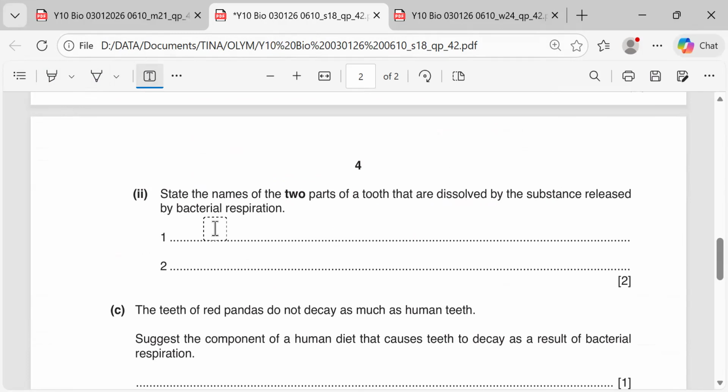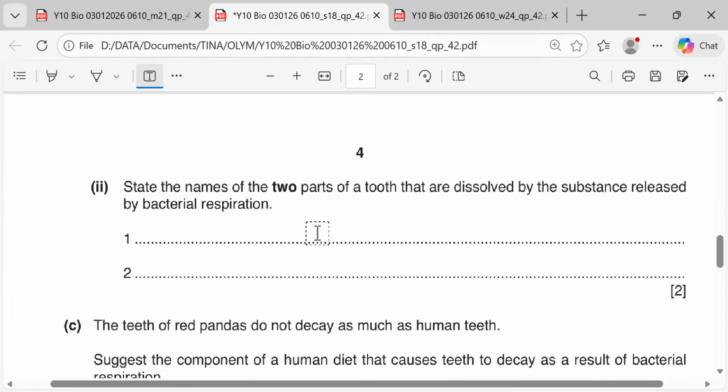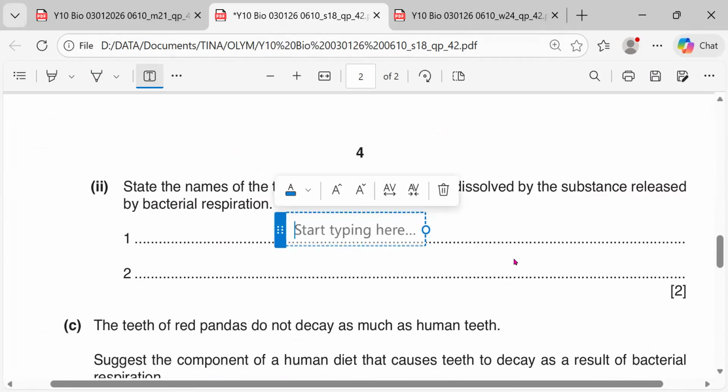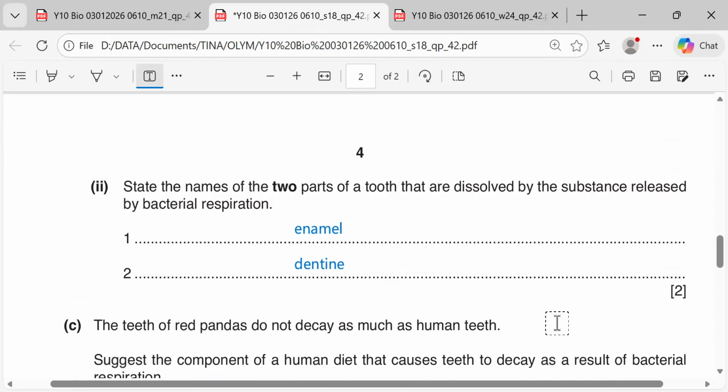Name the 2 parts of the tooth that are dissolved by the substances released. Enamel, and what's the second one? The dentin. Yes, those are the ones that are dissolved, the outer 2 layers.